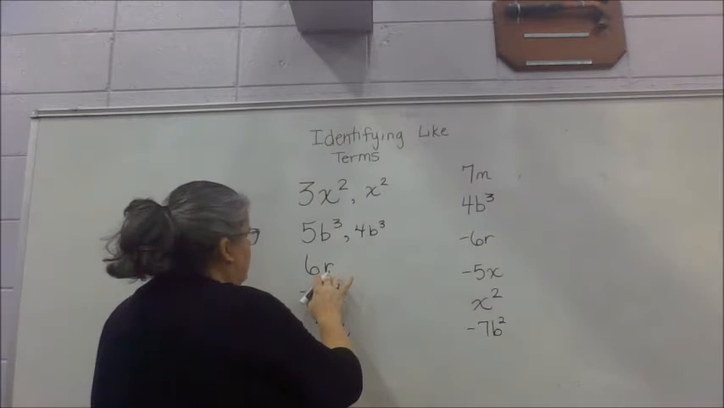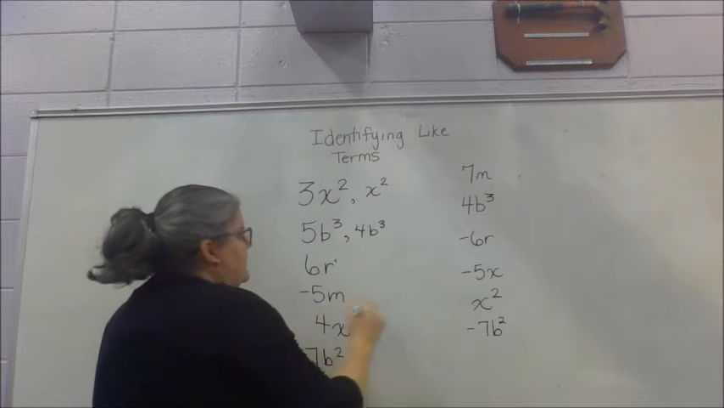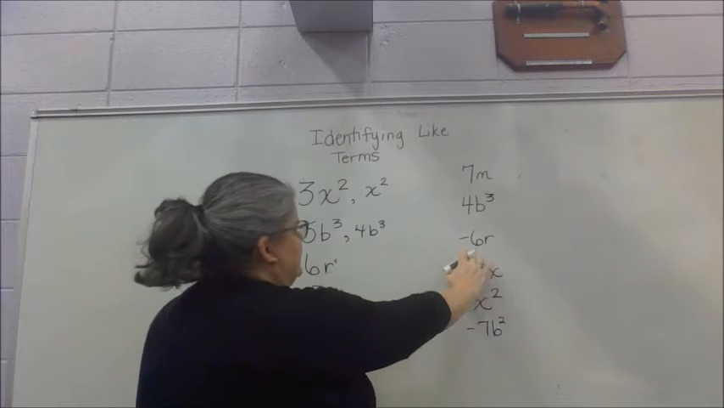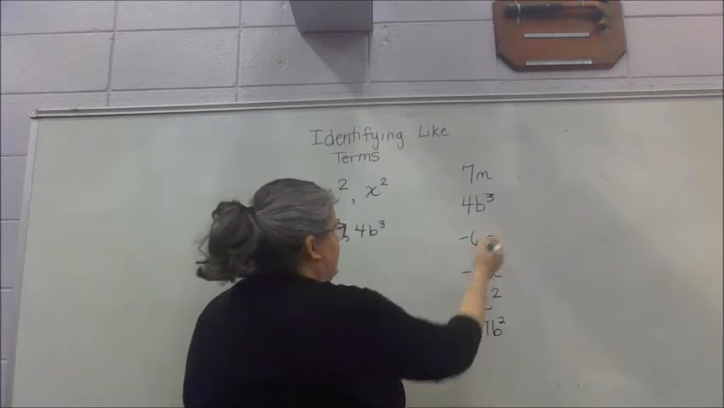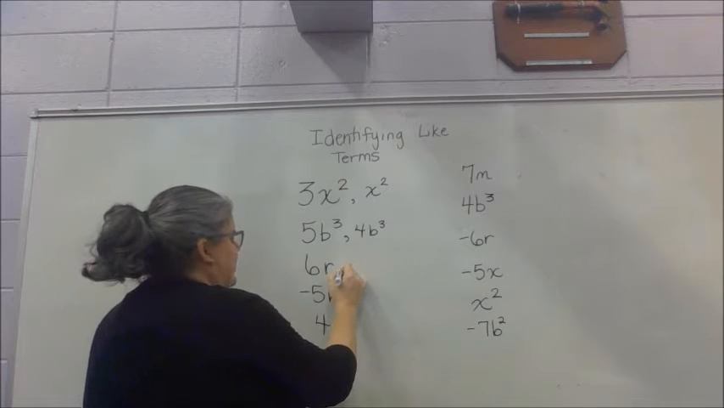And so 6r, r is to the first power. So again, this is negative 6r, this is to the first power. We just normally do not write that to the first power.